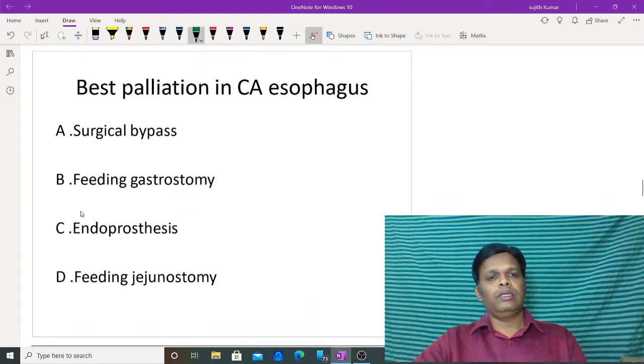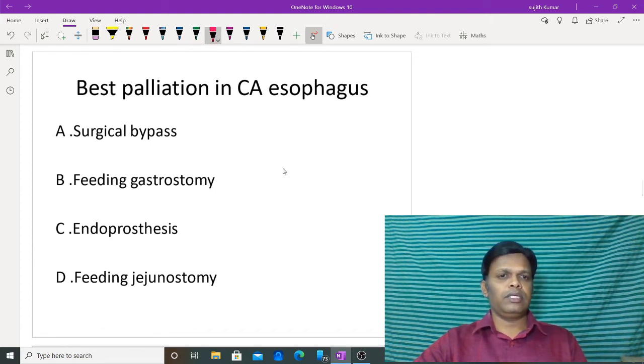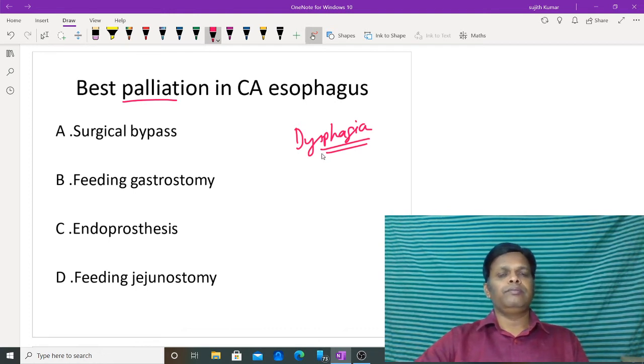Okay, next question. Best palliation in carcinoma of the esophagus. In carcinoma of the esophagus, the word palliation means most of the patients will be presenting with a complaint called dysphagia. So the palliation is you can treat the patient so that the patient is able to take food properly without any complaints of dysphagia. That is the word palliation.